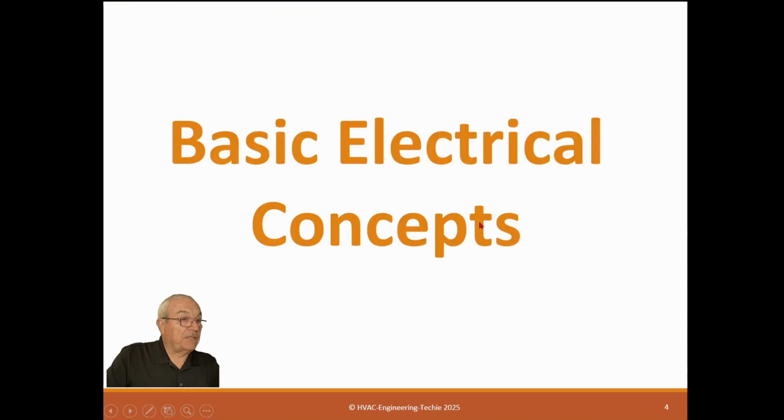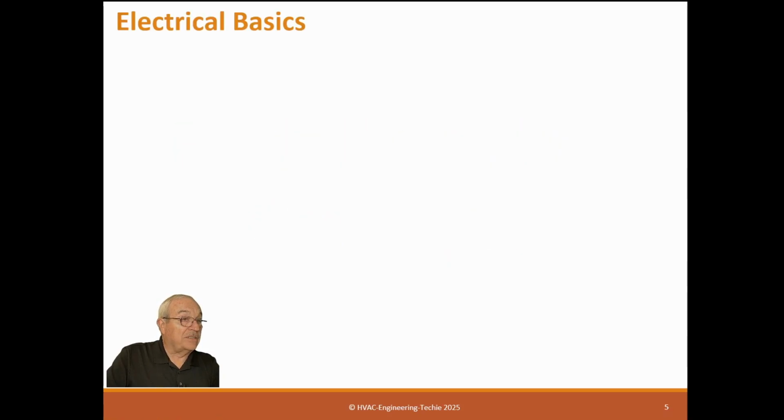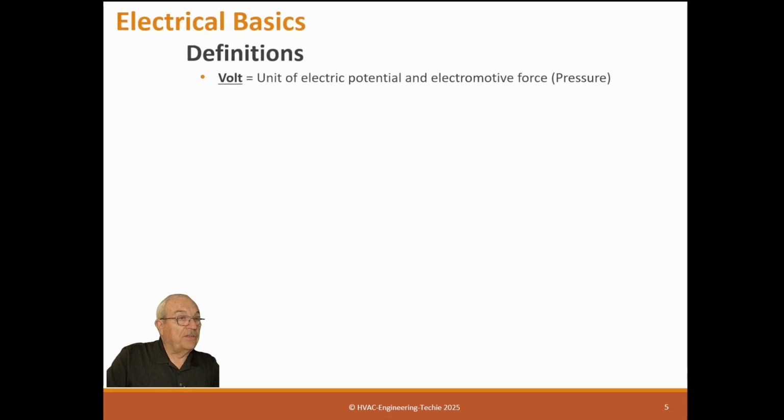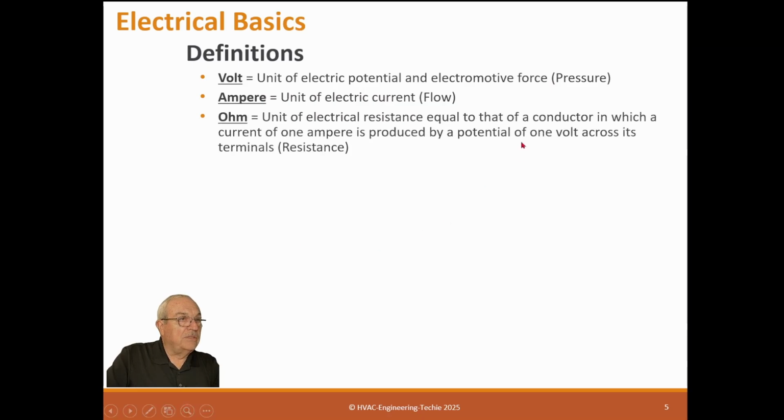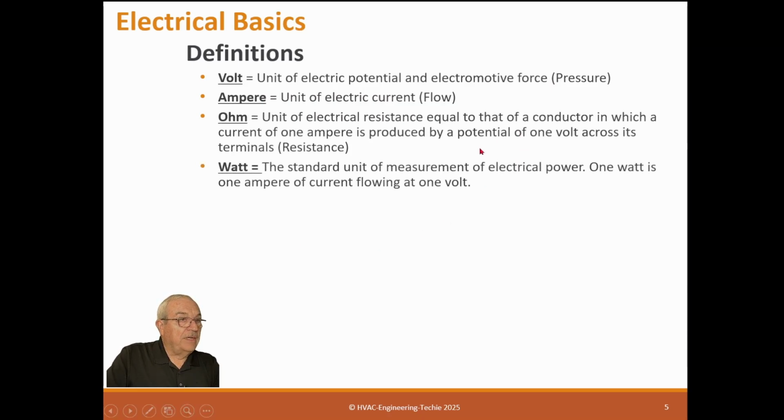So, basic electrical concepts. This is real basic stuff, just kind of gets you familiar with what electricity actually is. Okay, the definitions. This is a little boring, but they are here. If you need them, you can clip them out of here. Voltage is a unit of electrical potential and electromotive force. Amps is a unit of electric current flow. Ohm is a unit of electrical resistance. Watt is a standard unit of measure for electrical power.